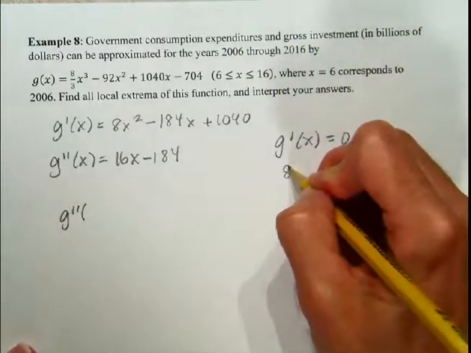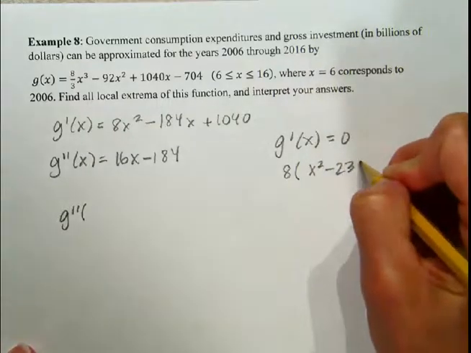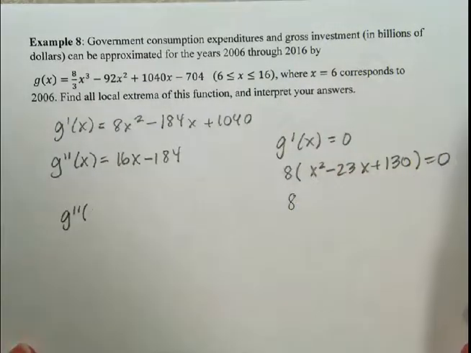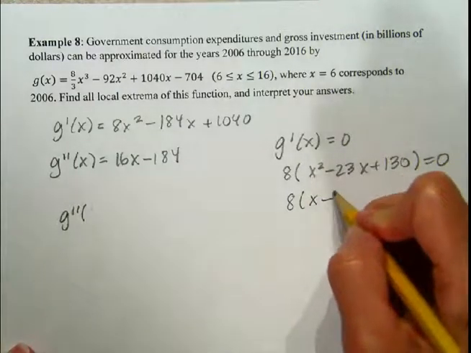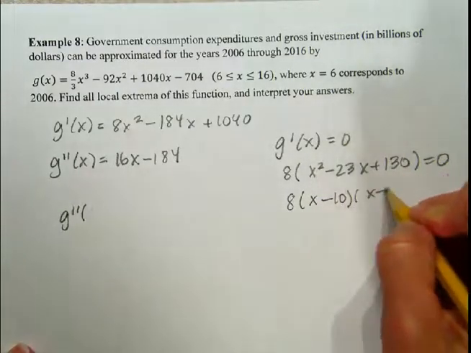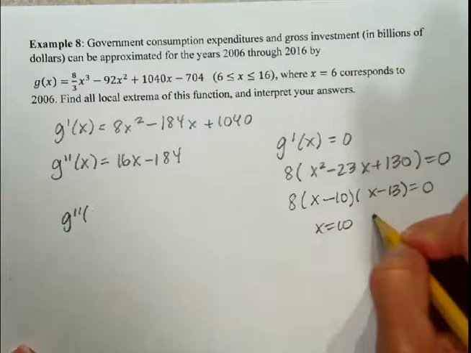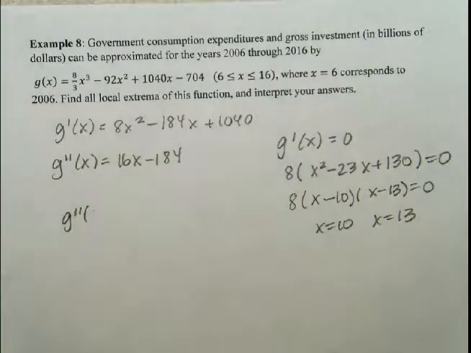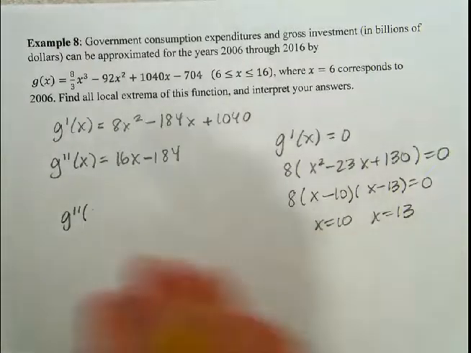So that would give me 8, and I'll factor out the 8 before I write it down. Does that factor? Oh yeah, it does. That would be x minus 10, x minus 13. So x is 10, x is 13. All right, so what I need to do is find the second derivative value for these two values. These are my critical values, right? So find the first one.